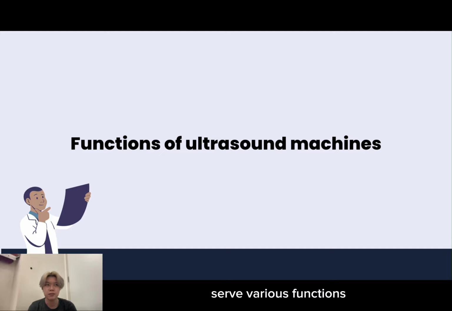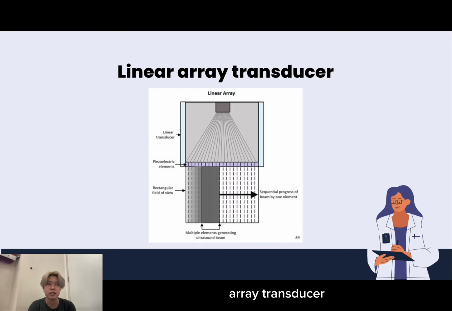Ultrasound scans serve various functions across different medical specialties. The primary function of ultrasound is to create real-time images of the internal structures of the body using high-frequency sound waves. Here are some key functions of ultrasound scans. Firstly, we have the linear array transducer.